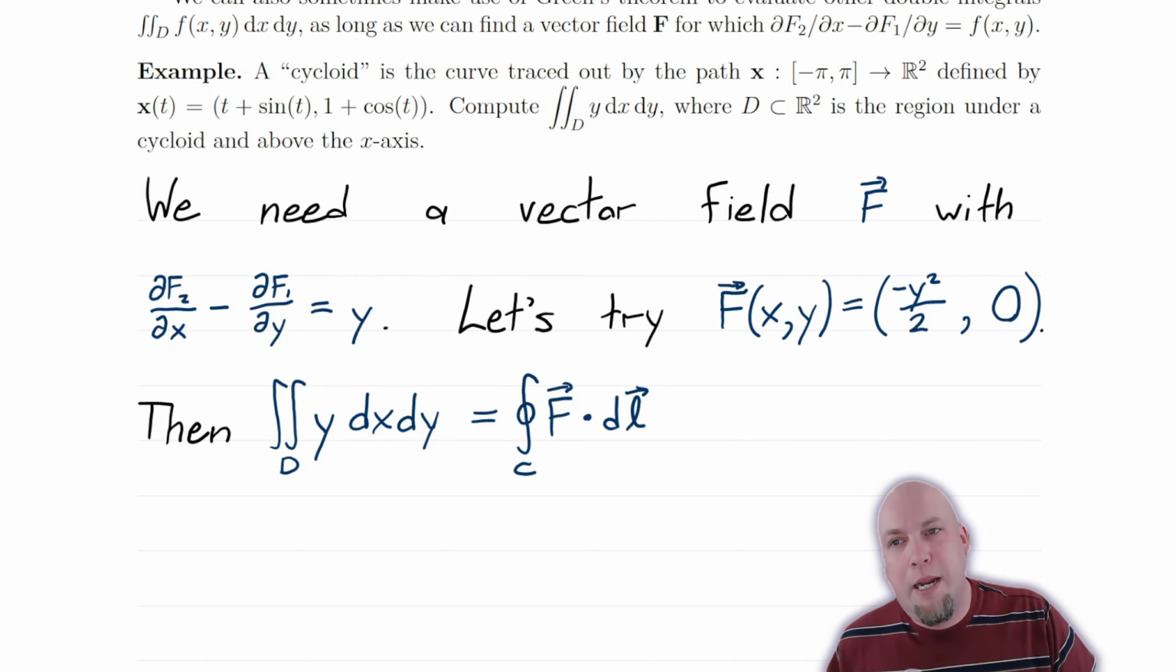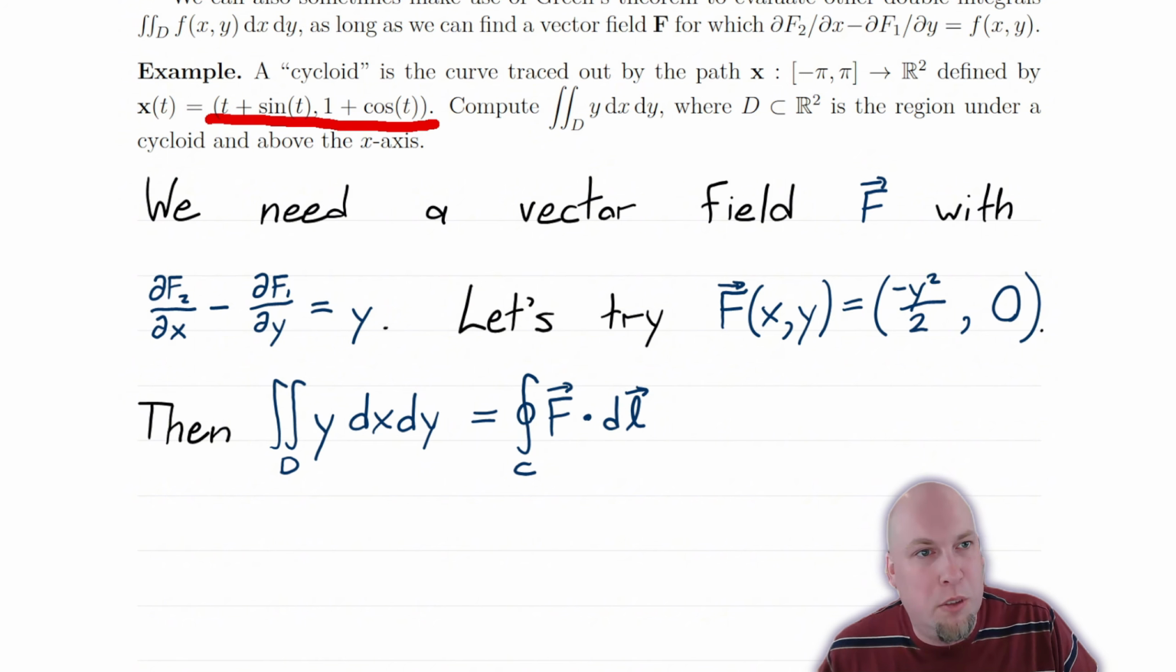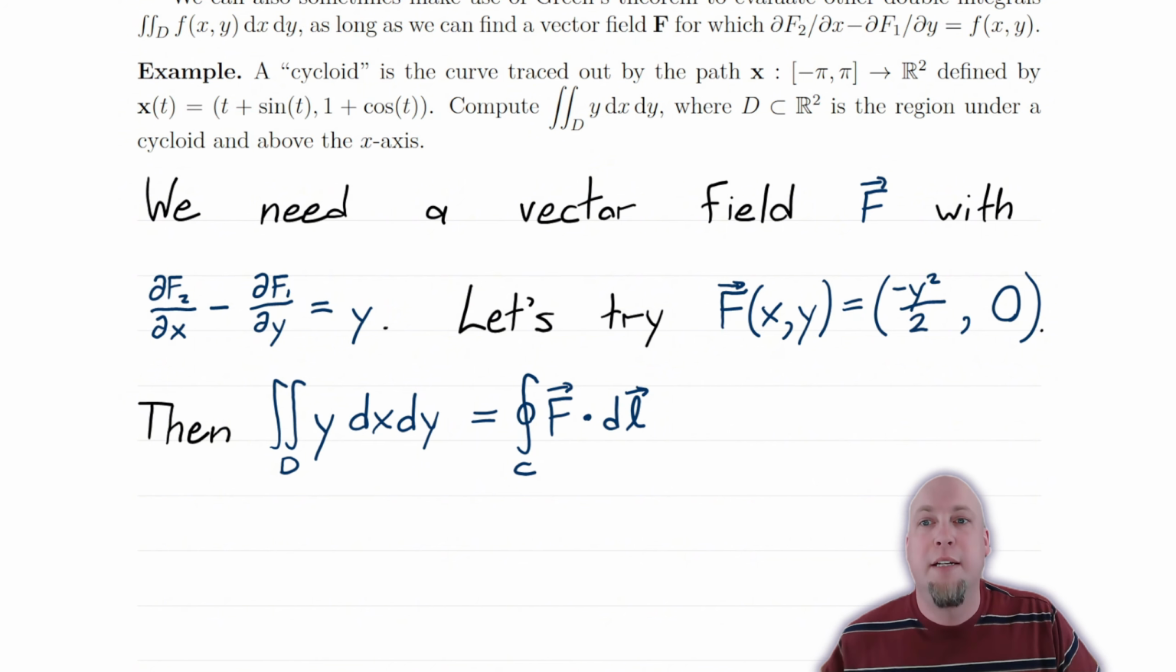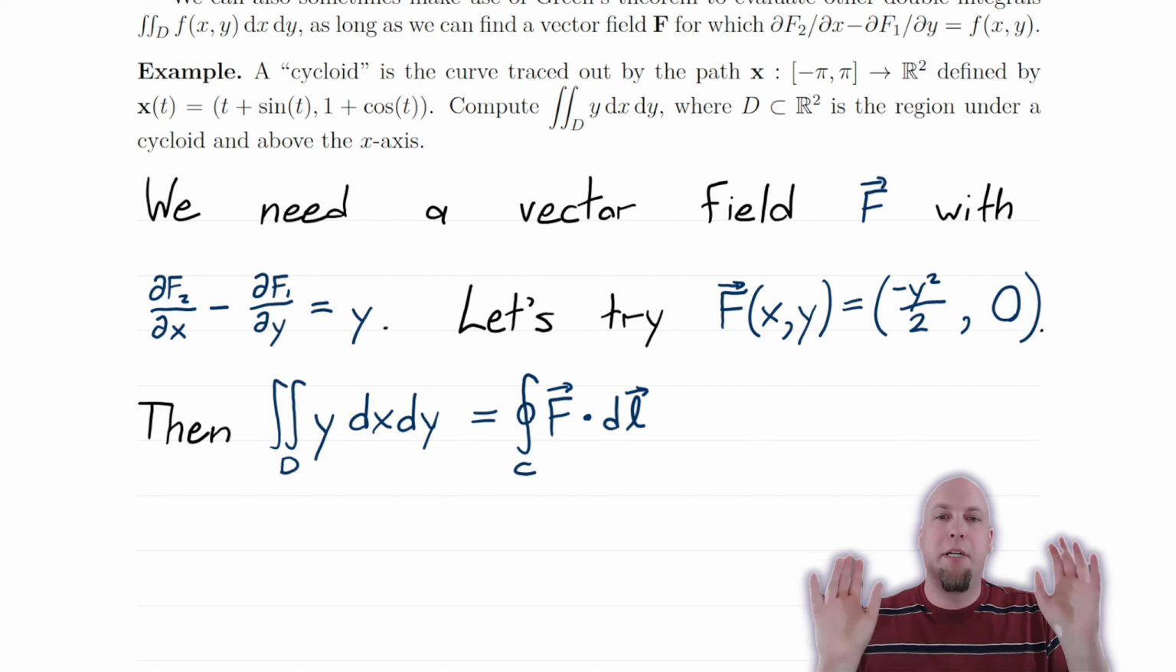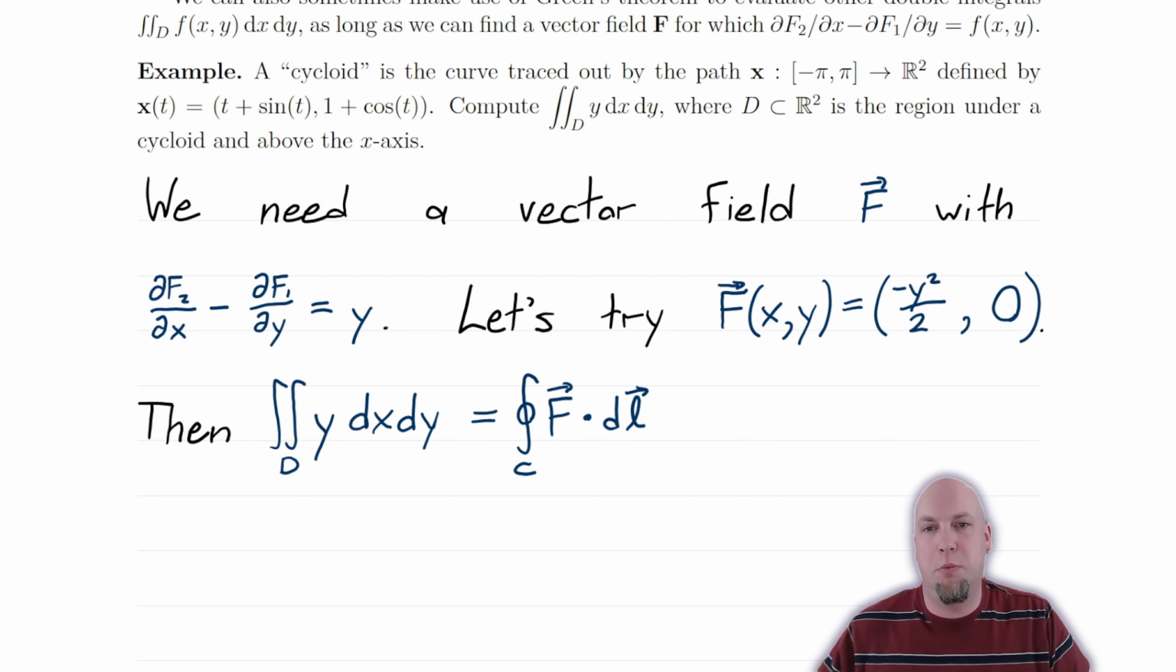The parameterization, the path going around the border, is already given to us. This cycloid here, I'm just told ahead of time, is traced out by the path from negative pi to pi, defined in this way. The x-coordinate is t plus sine t, the y-coordinate is 1 plus cos t. Now I'm going to apply Green's theorem at this point, which will tell me that this double integral is a certain vector line integral.